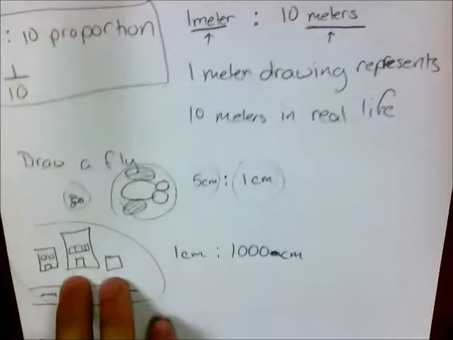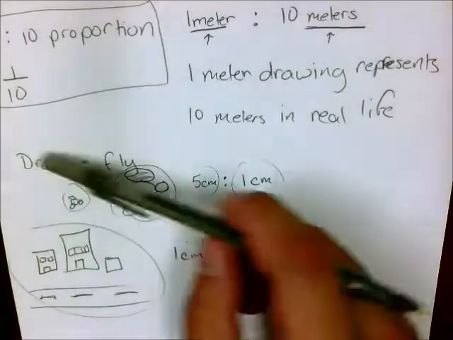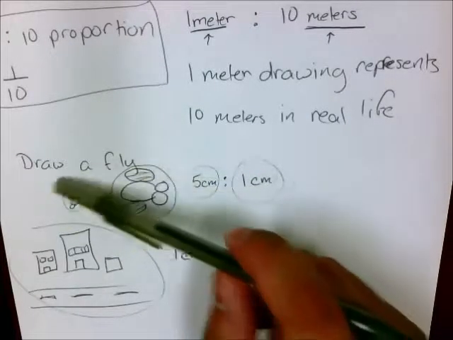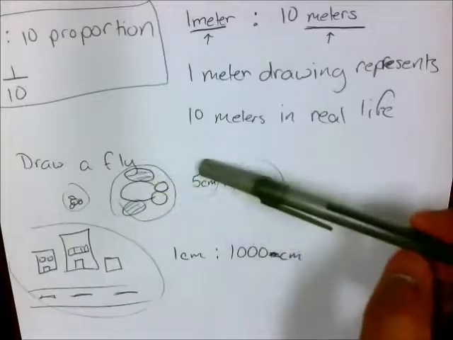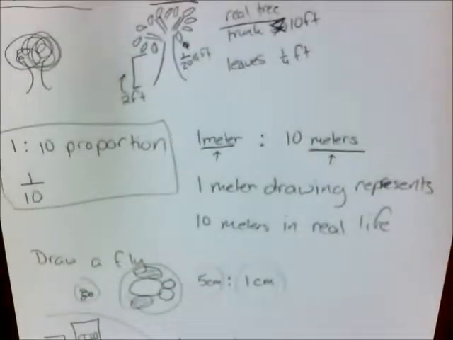So you want your large things to be represented by a smaller number, so you got to put that first. But when you're drawing flies, you're making them bigger. If you're drawing bacteria, you're making them much bigger. So you'll have that bigger number on the left. Alright, so that is the difference, and that is how you're going to handle this mastery test.